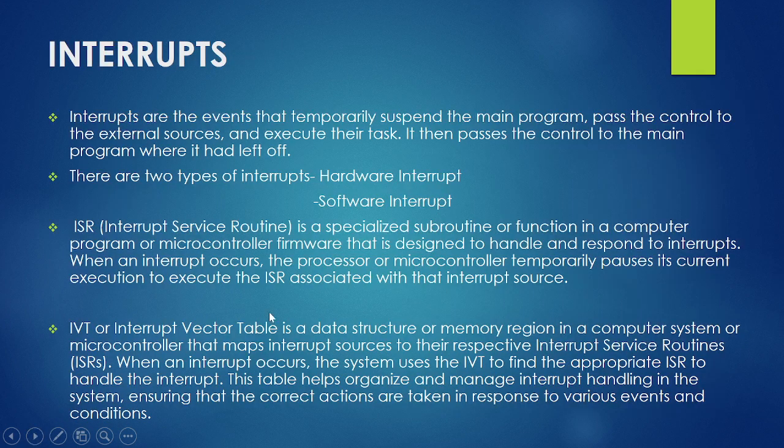Moving forward, we have learned about the interrupts. So interrupts are the events that temporarily suspend the main program and pass the control to the external sources and execute their task. It then passes the control back to the main program where it had left off. And there are two types of interrupts: hardware interrupt and software interrupt. So as an interrupt is generated, the ISR function is executed.